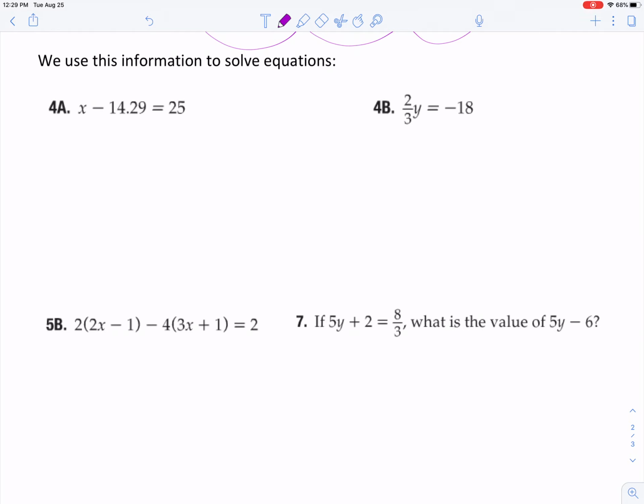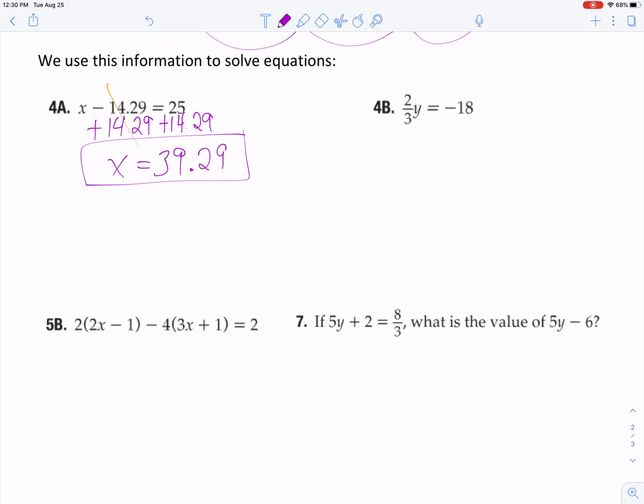So for example, over here, I have this negative 14.29. To get rid of it, I'm going to add 14.29 to both sides. And that's going to allow this to cancel. And x equals 39.29. That's really all those rules are saying, is that whatever you do to one side, you have to do to the other. You can use those rules to solve equations. Bing, bang, boom.